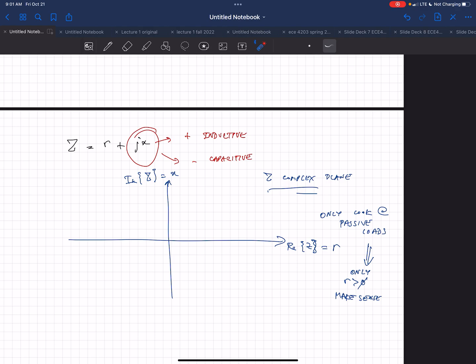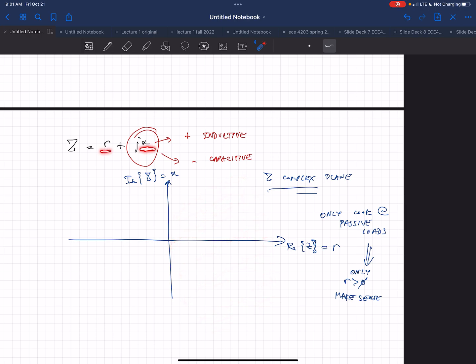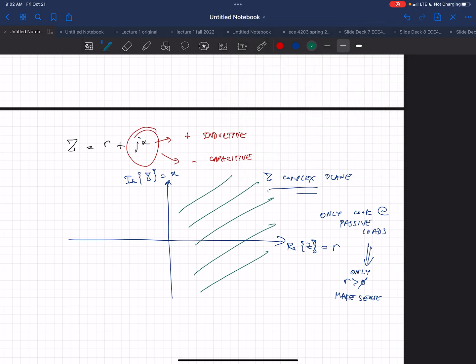Why is that? Does a negative resistance make sense? Have you guys heard of a negative resistance at any point for a resistor? We haven't heard of it, right? But you can get a negative resistance if you use a transistor. Okay? So we're just going to look at passive loads right now, which means I'm only going to look at positive R's. So that means this side of the plane. I'm not going to restrict X, but I'm only going to look at positive R's for passive components. So that means we're only looking at this plane.